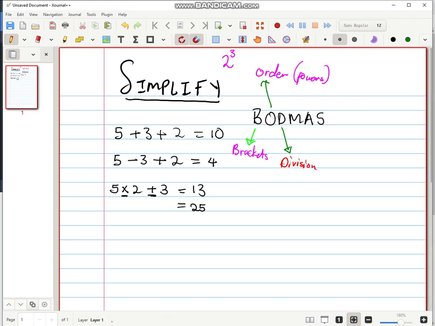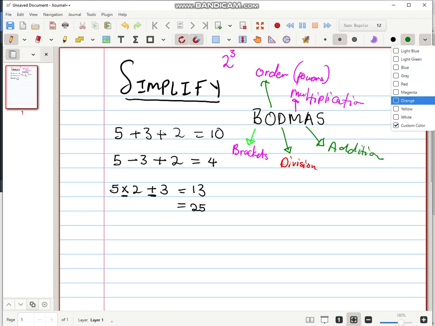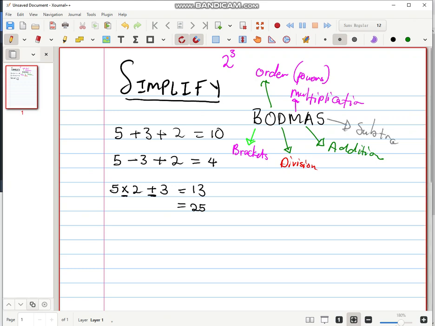Division. And what comes after division, you have your multiplication. What comes after multiplication is addition. And then you have your subtraction. Perfect.